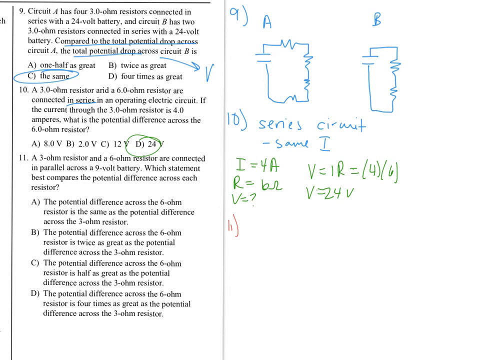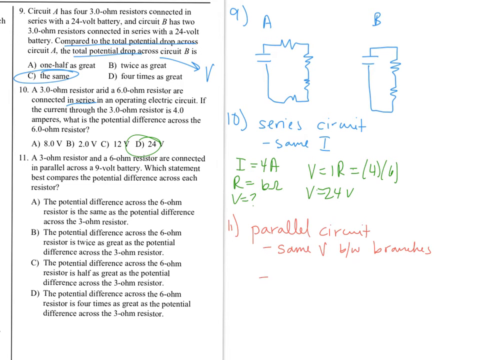A 3 ohm resistor and a 6 ohm resistor are connected in parallel across a 9 volt battery. Which statement best compares the potential difference across each resistor? So here we're dealing with a parallel circuit. Here the current does not stay the same, rather it's the same voltage between the branches.